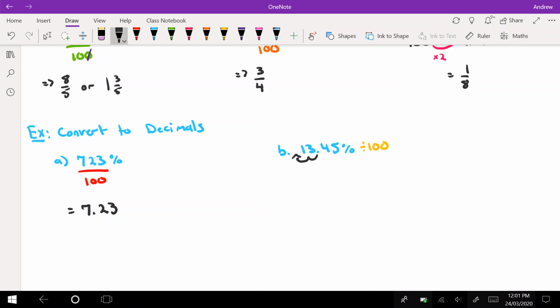1, 2, 0.1345. You need to include those last 2 digits as well. You need the 45 there because that was there in the question. You can't just get rid of it magically.